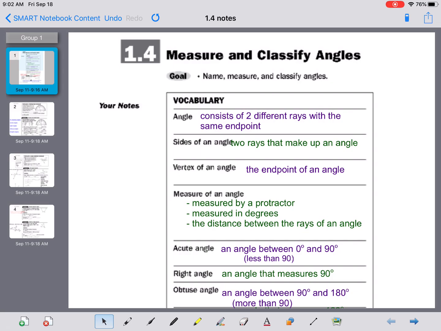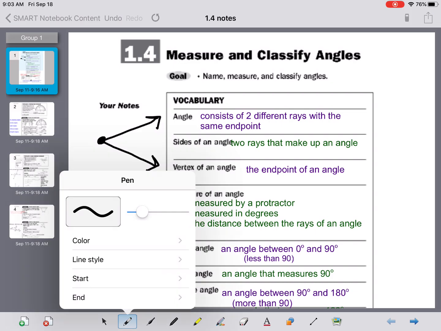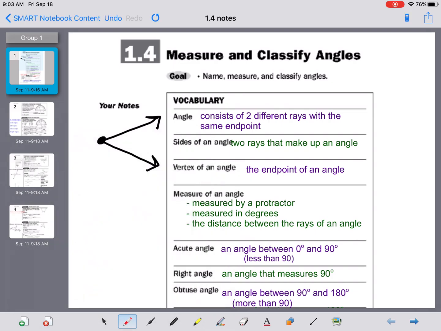So an angle, the definition here, it consists of two different rays with the same endpoint. So if you take a ray, which remember is an endpoint and it goes in one direction, and you go back to the same endpoint and you do a second ray, in between there, what you have created is this angle, okay? So this is the angle inside between those two rays.